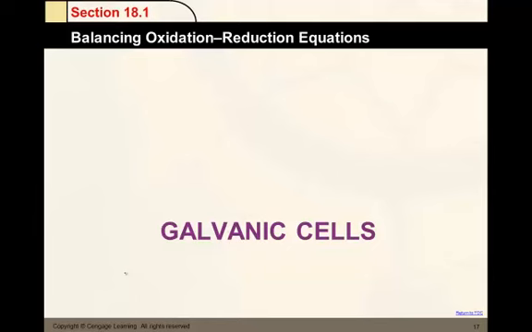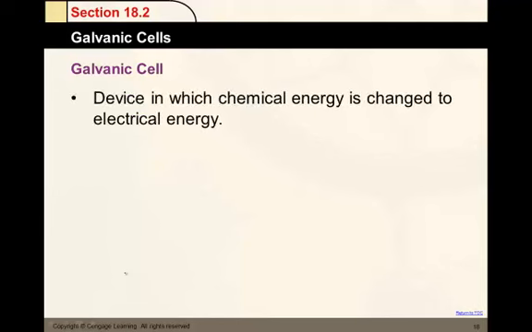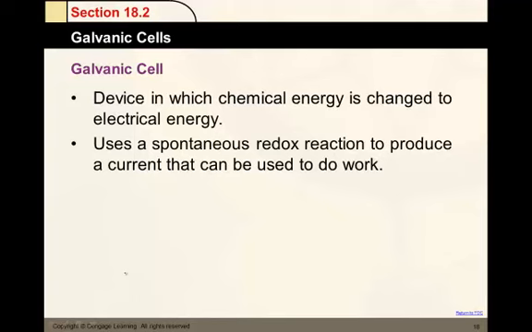Galvanic cells. What is a galvanic cell? Well, we already talked about redox reactions, and a galvanic cell is a place where these redox reactions occur, or in this case defined as a device in which chemical energy is changed to electrical energy. So let's look at an example of one in a minute.